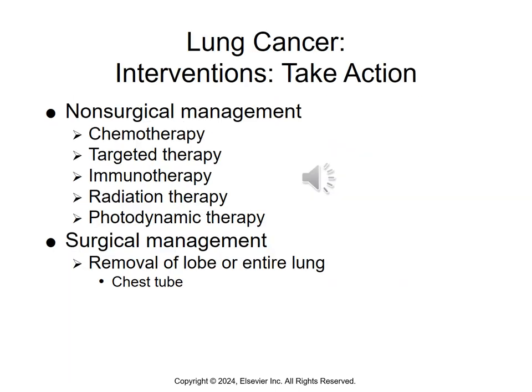Now, how is lung cancer managed? There's some non-surgical management that includes chemo, targeted therapy, immunotherapy, radiation therapy. Chemotherapy is often the treatment of choice for lung cancers, especially the small cell lung cancer. Can be used alone or as add-on therapy in combination with surgery. Radiation therapy can be effective for locally advanced lung cancers that are confined to the chest, but most commonly it's going to be combined with chemotherapy.